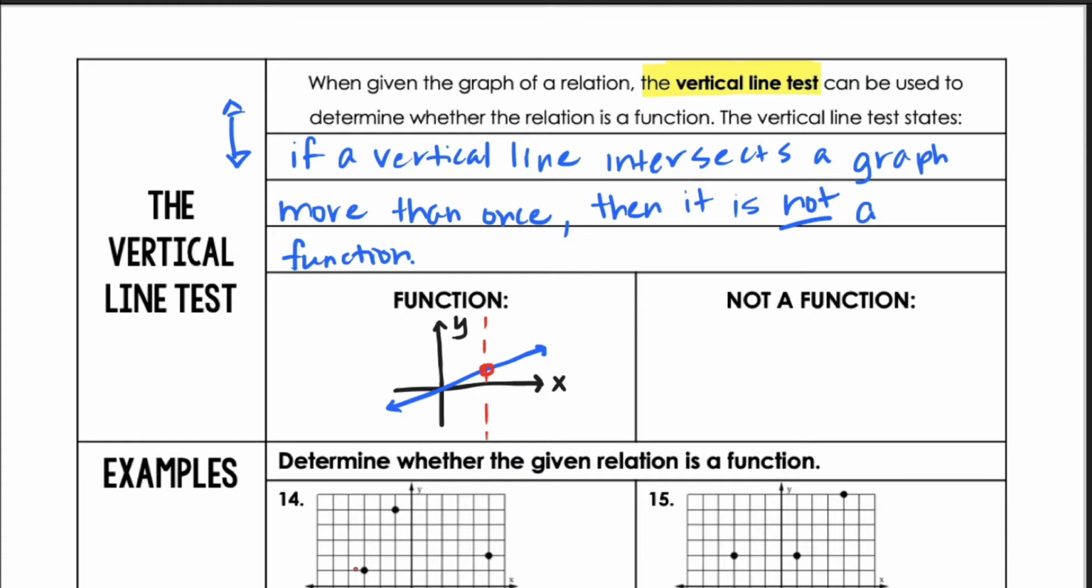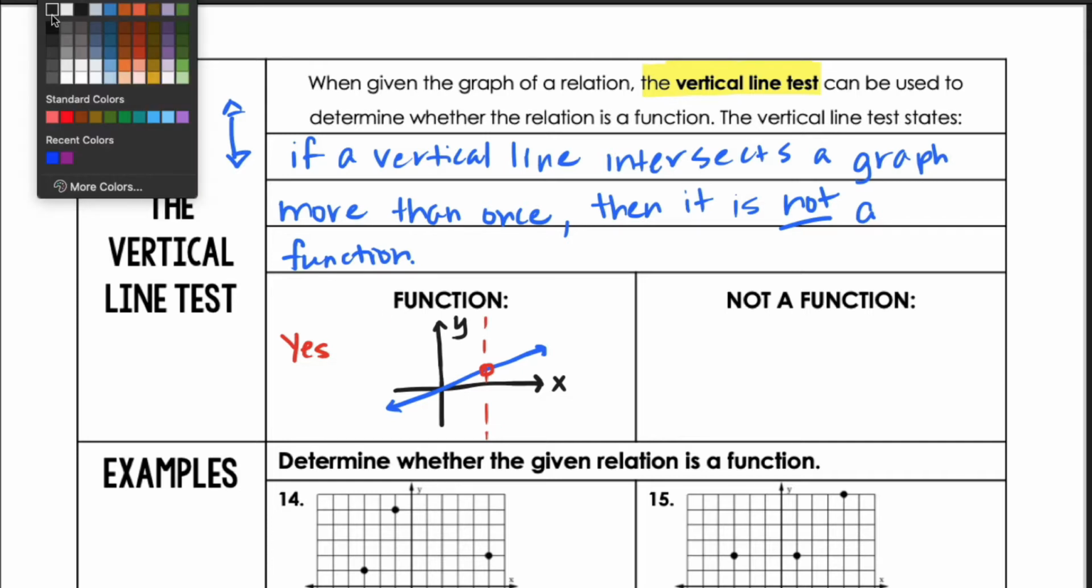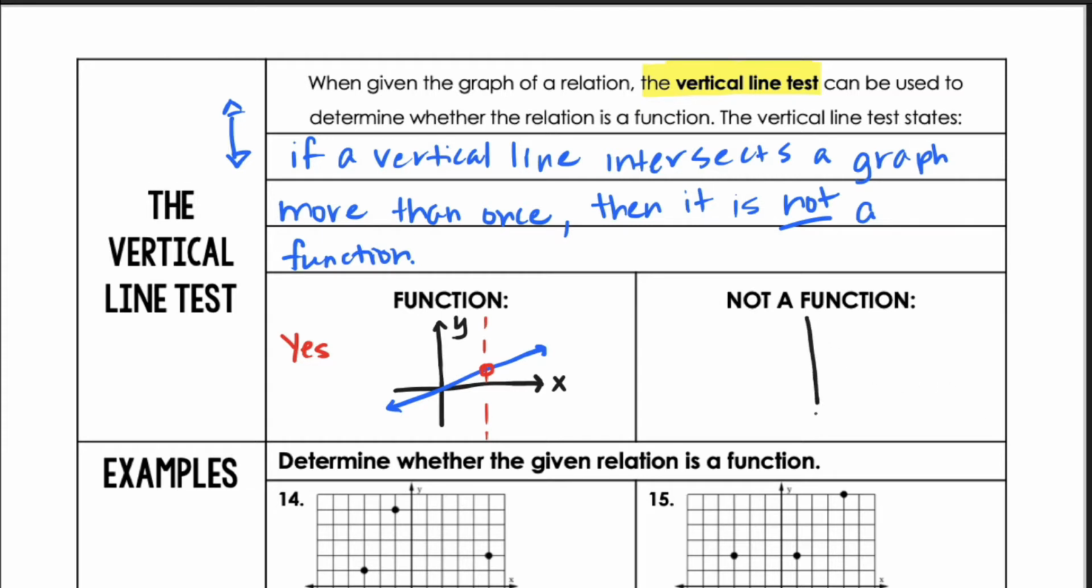Notice that it's only going to cross the blue line, the blue graph of my relation, in one spot. As I move that red dashed vertical line to the left or to the right, that point where it intersects is going to also move left or right. So it's only going to intersect or go across that blue line in one point as I go from left to right. So this would be an example of something that is a function. It passes the vertical line test. Okay? Now let's take a look at something that would not be a function.